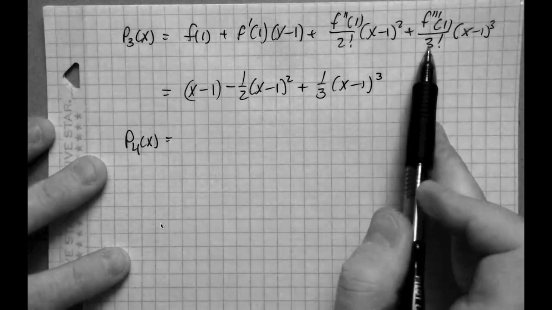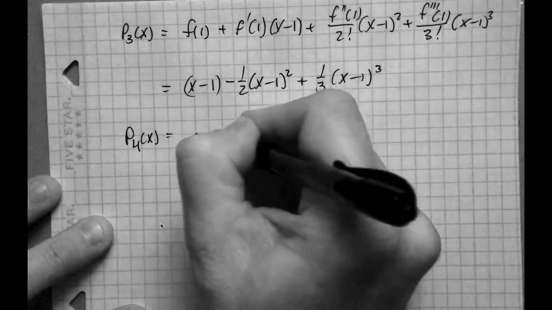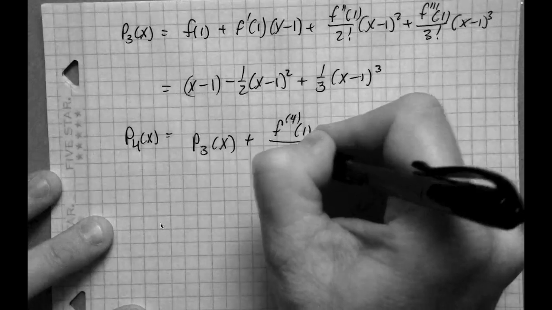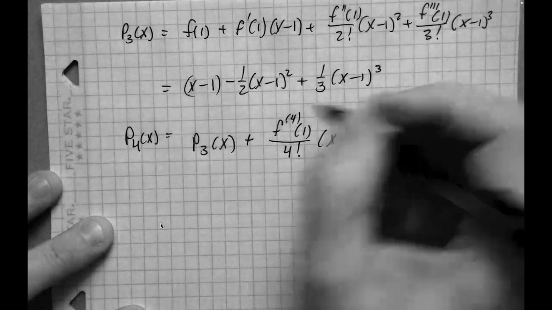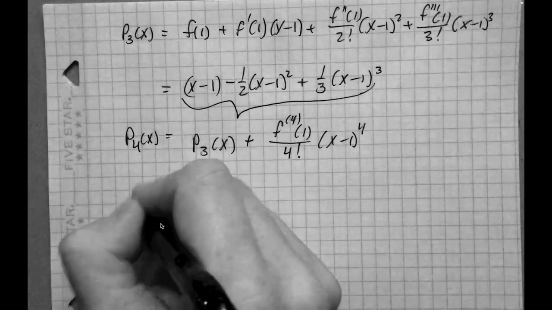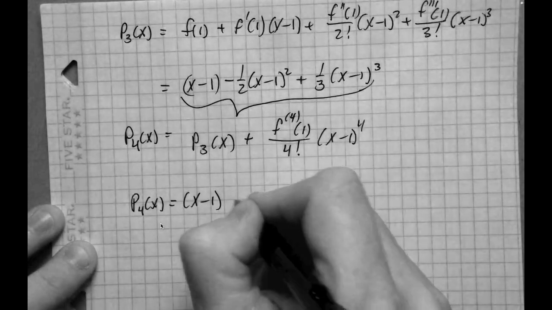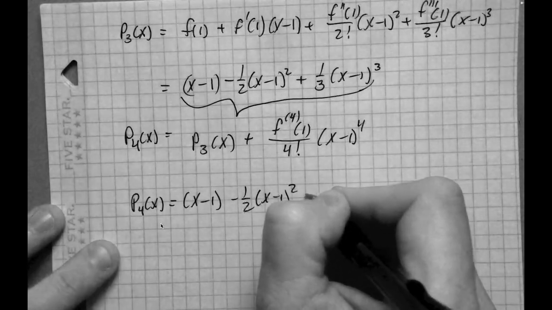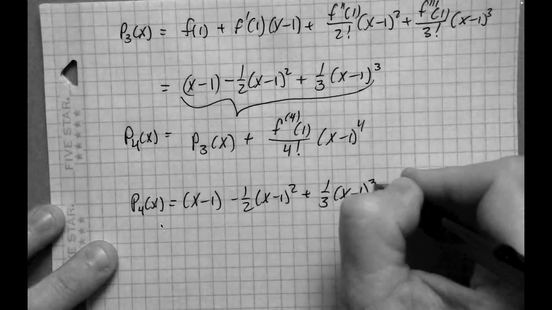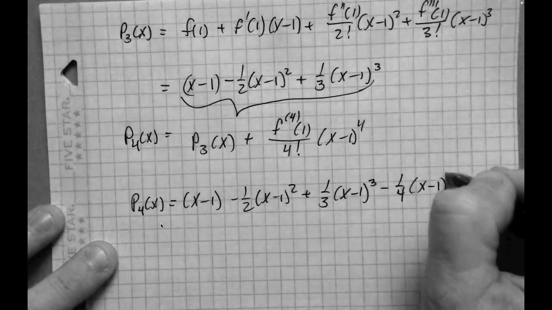Right, and then finally p4 of x, it's going to follow the same pattern. You're going to have all of these terms plus, I'll just write it like this, it's going to be p3 of x plus f fourth derivative evaluated at 1 over 4 factorial times x minus 1 to the fourth, right? So this is just this guy. And so all together for p4, you're going to have x minus 1 minus 1/2 x minus 1 squared plus 1/3 x minus 1 to the third power, and then minus 1/4 x minus 1 to the fourth power.